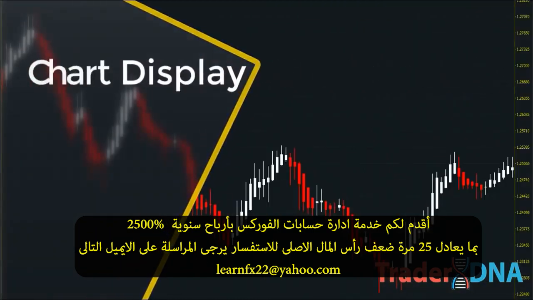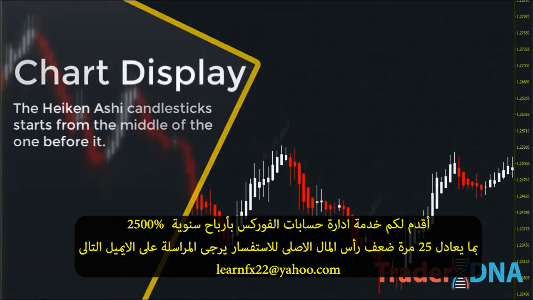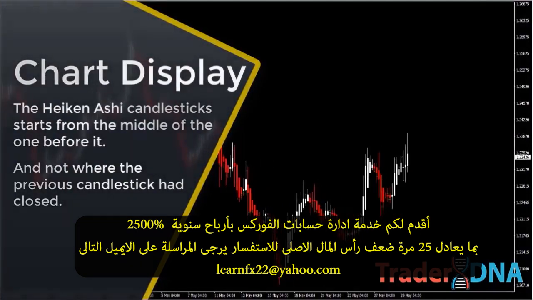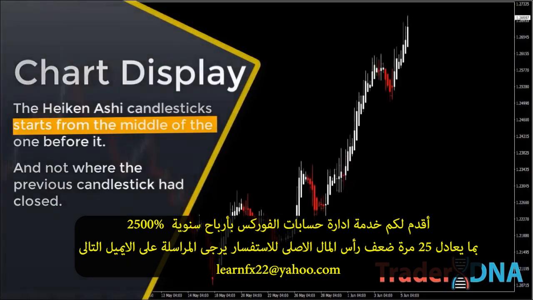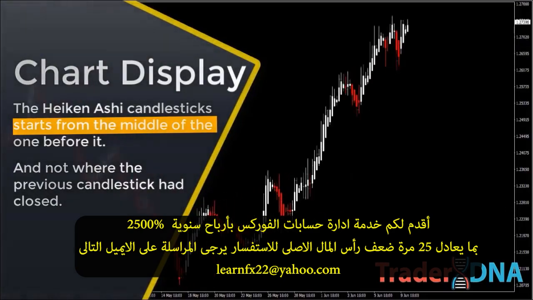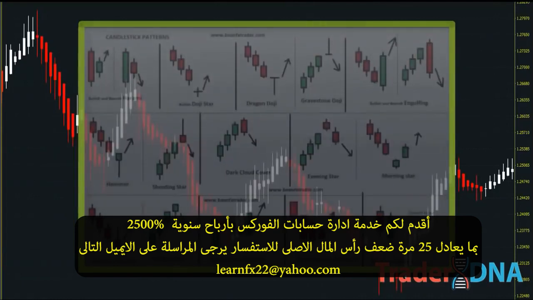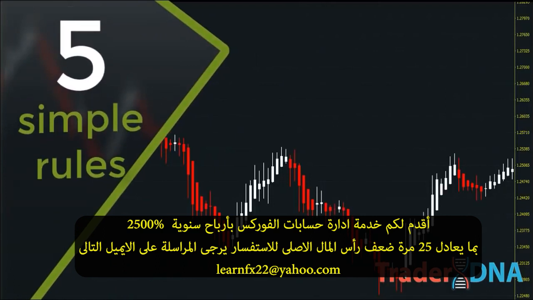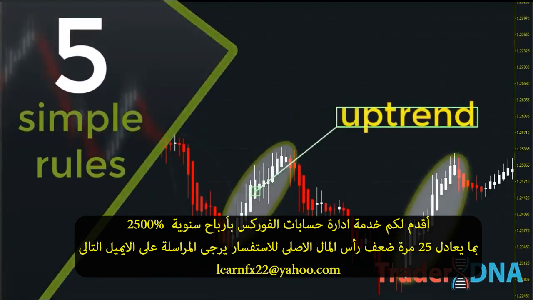What makes Heikin-Ashi different from a traditional Japanese candlestick chart is how the price is displayed in terms of the open and the close. If you look closely at the Heikin-Ashi chart, you'll notice that a bar in the Heikin-Ashi candlesticks starts from the middle of the one before it and not where the previous candlestick had closed. While traditional Japanese candlesticks require many definitions and flexible rules for most patterns, a Heikin-Ashi chart works with only 5 simple rules. White candles signify an uptrend.